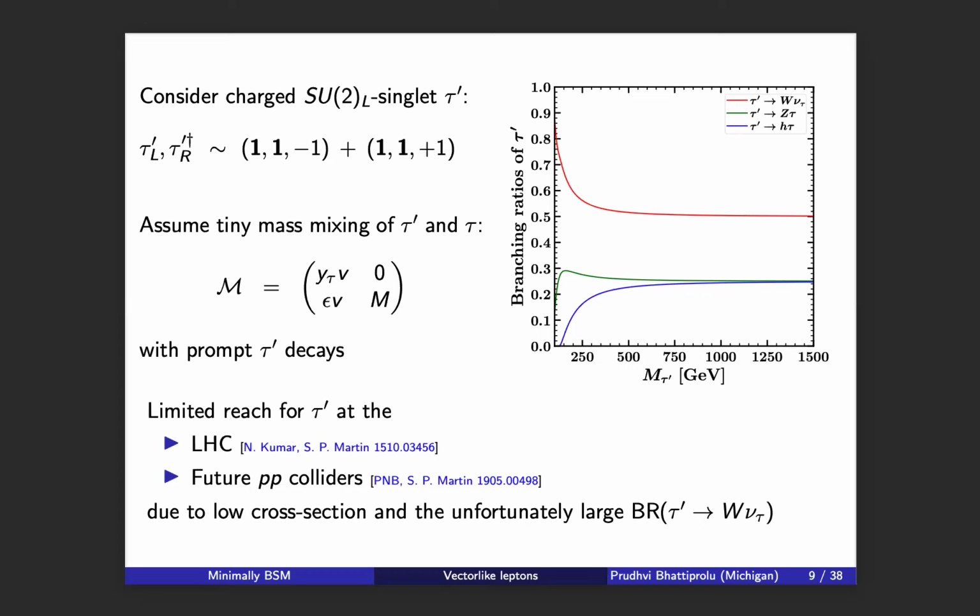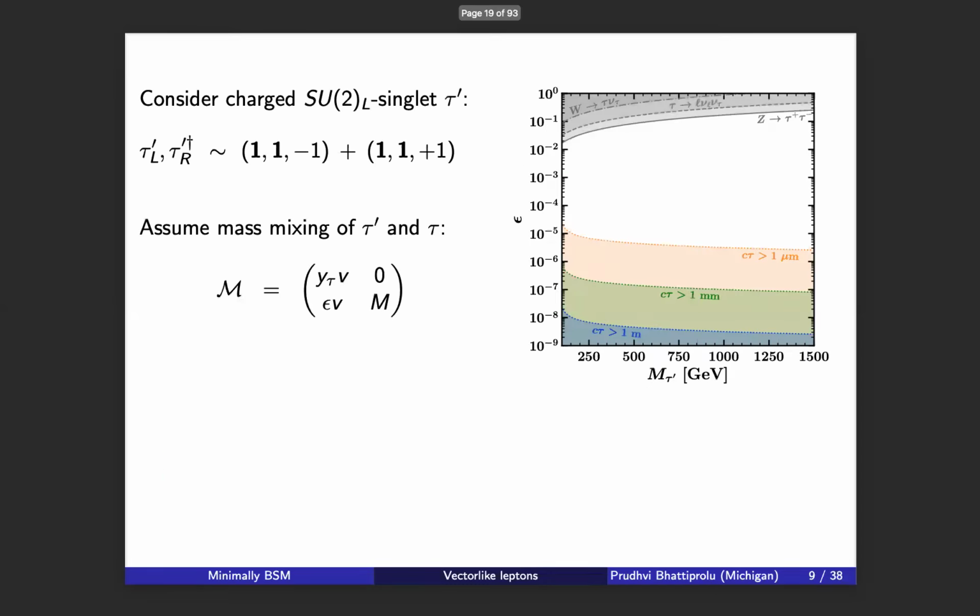There's no dependence on epsilon. Yeah, the epsilon dependence just drops out in the branching ratios. So if epsilon is 0, do I still have tau prime to W tau? No, sorry, so it doesn't drop out. It is still within the assumption that epsilon is large enough such that it decays.